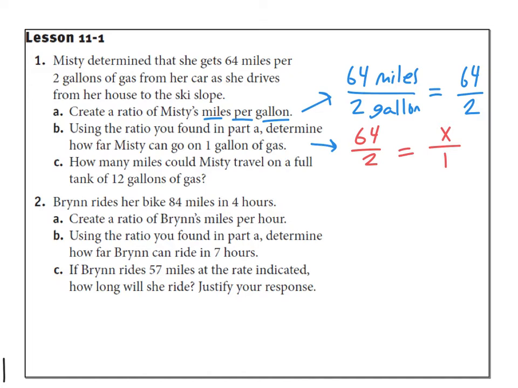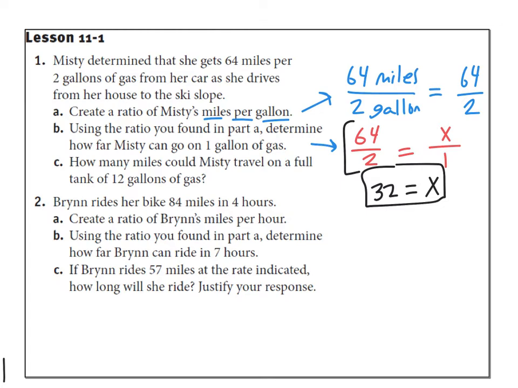So really, if you think of this like an equation, 64 over 2 equals x over 1. 64 divided by 2 is just 32, and x divided by 1 is just x. It should seem reasonable that if she can go 64 miles on 2 gallons, she would go 32 miles on 1 gallon. So we're just using that ratio to answer the question.